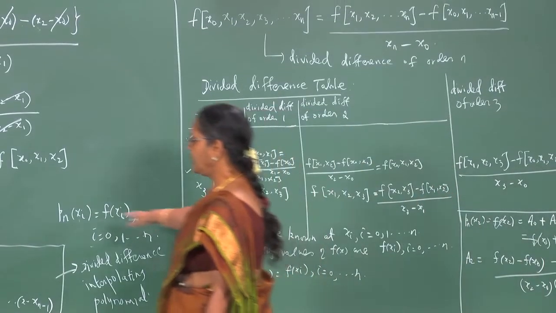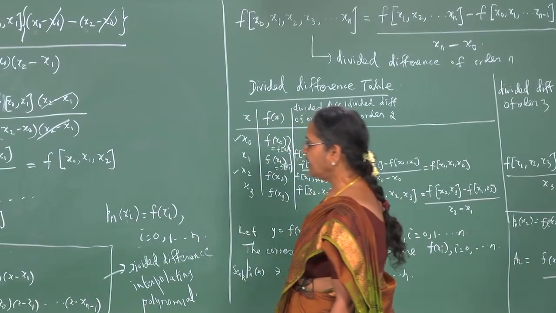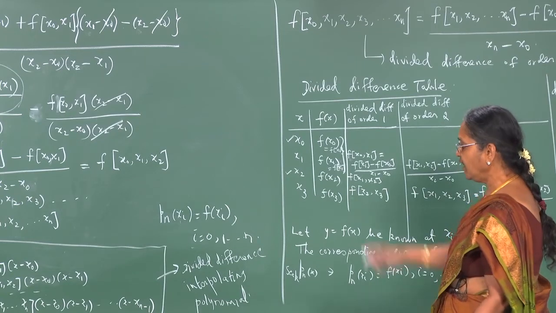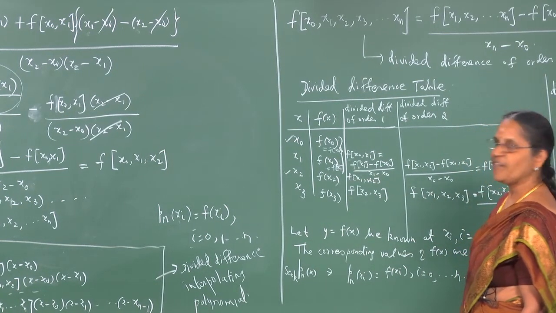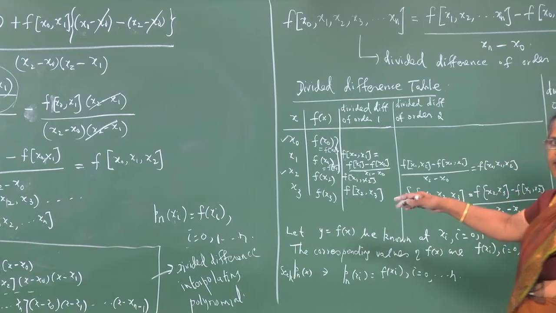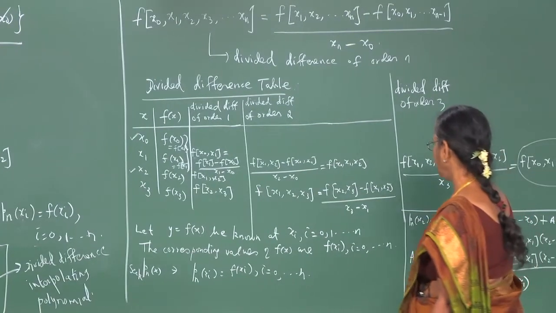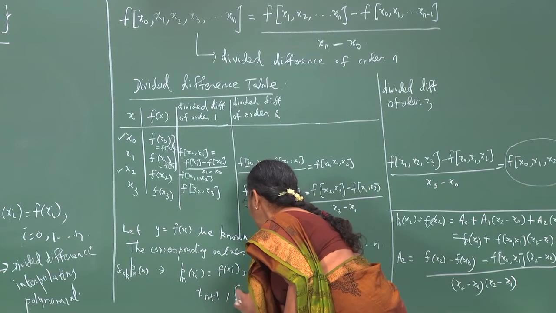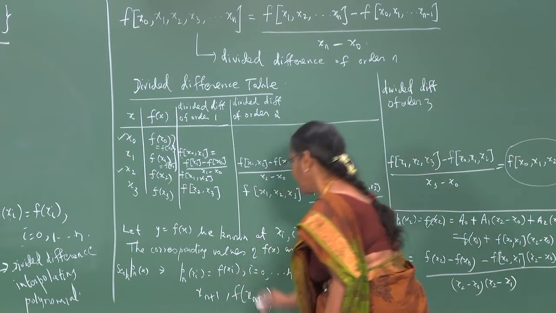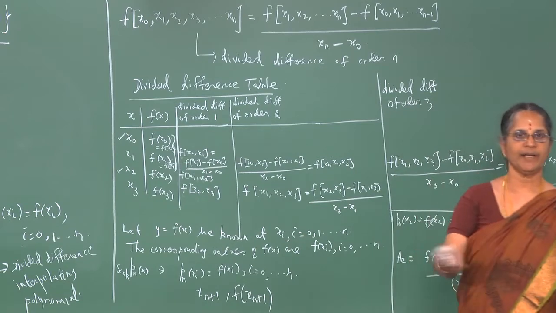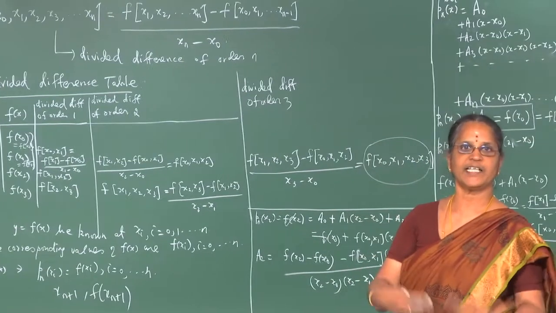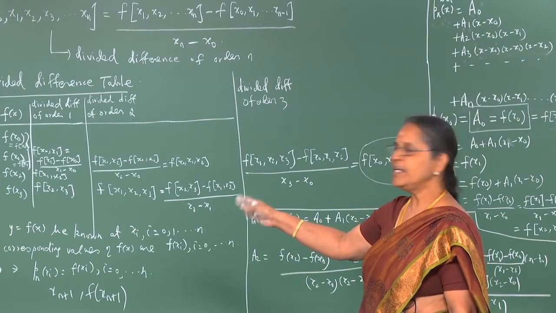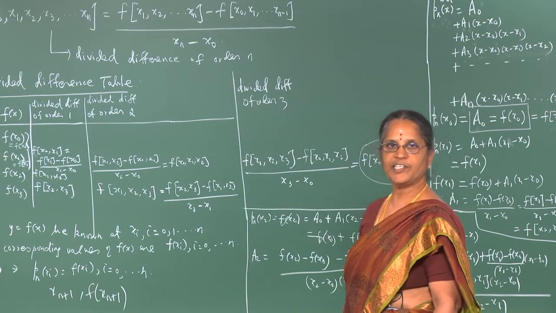The greatest advantage of the divided difference method is the following. Suppose I have another piece of information about this function f of x, say at the point x n plus 1, and the information is f of x n plus 1. It is not just at one point. Whatever be the number of points at which you get extra information about the function, the following can be done. We just explain this in case we have one additional piece of information.